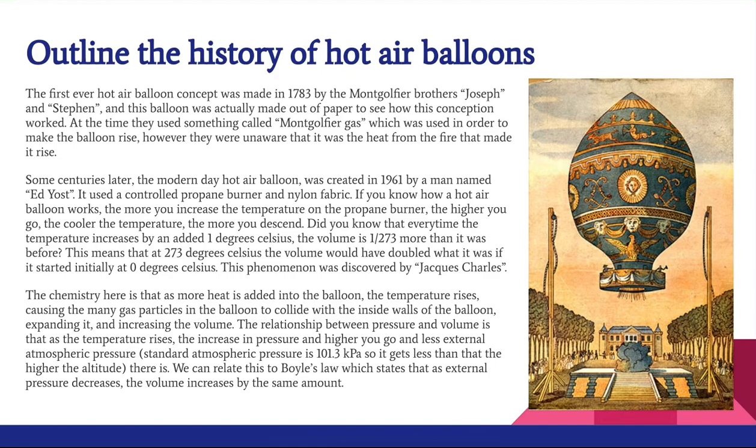The relationship between pressure and volume is that as the temperature rises, the balloon rises, and the higher you go, the less external atmospheric pressure there is. We know that the standard atmospheric pressure is 101.3 kPa, so it gets less than that the higher the altitude is. We can relate this to Boyle's law, which states that as external pressure decreases, the volume increases by the same amount.